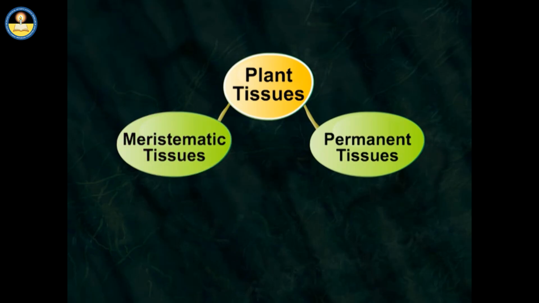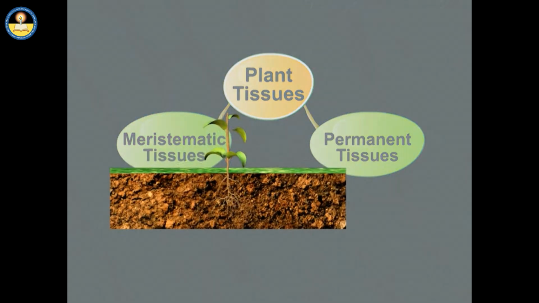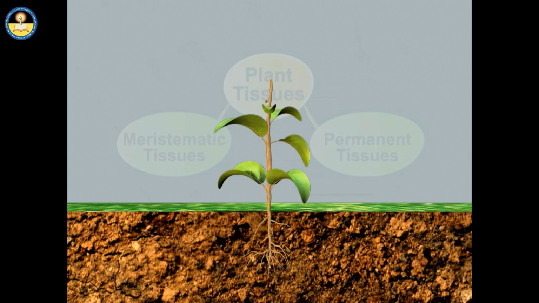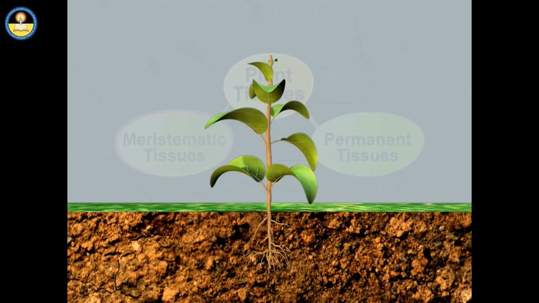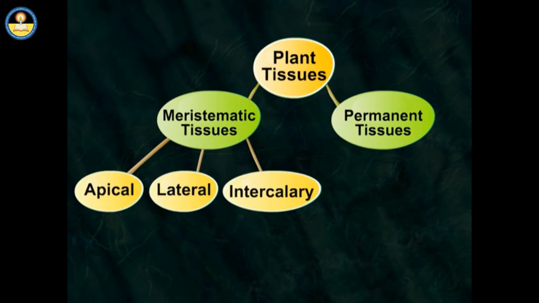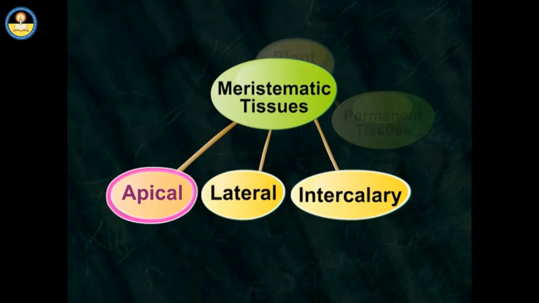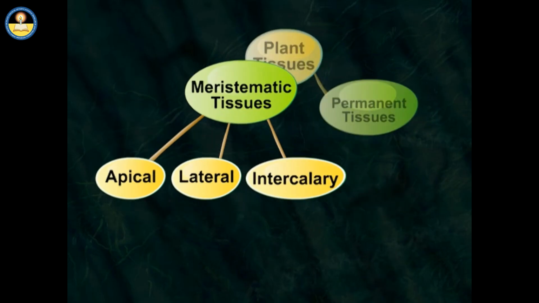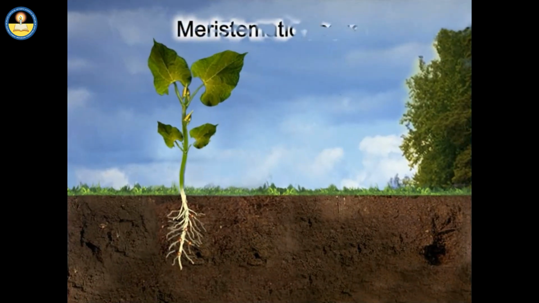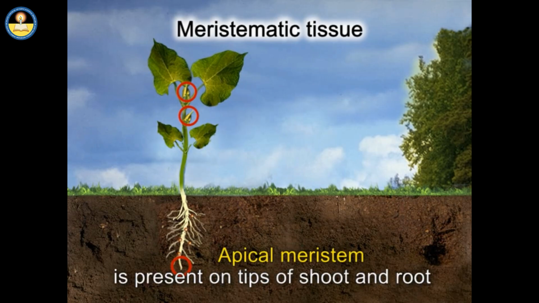Meristematic tissue is mainly responsible for the growth of the plant as it consists of actively dividing cells. It is of three types: apical, lateral, and intercalary. Meristematic tissue, which is present at the tip of stem, root, and other branches, is called apical meristems. This tissue brings about the elongation of the shoot and root.